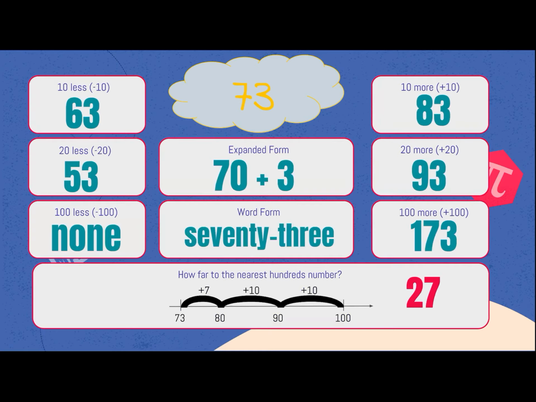Did you get 27? The number 73 is 27 numbers away to the nearest hundred, which again is 100. And does your number line look the same as mine? So take a second to look through that. Pause the video if you need to.